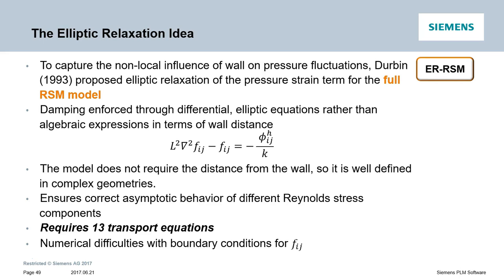The flip side is it requires 13 transport equations, 6 more for this relaxation tensor or Fij and 1 for dissipation rate. And in addition to that, it suffers from numerical difficulties with boundary conditions for the Fij tensor. So remember, we gave up on a Reynolds stress model a long time ago for its cost. We cannot afford to solve too many transport equations. And simpler models are often used in practical computations, which motivated Durbin to propose a modified version of this model, but in the eddy viscosity framework.